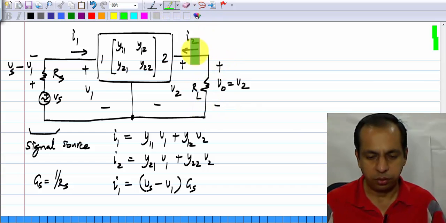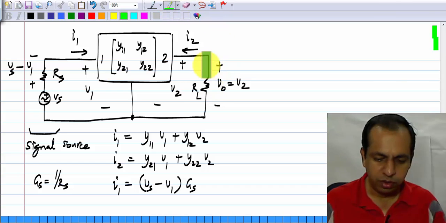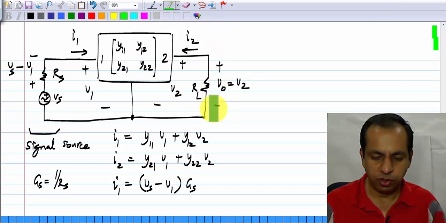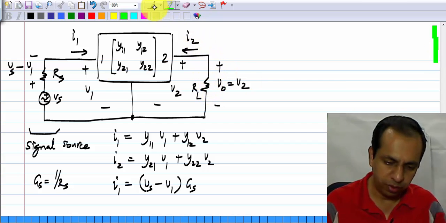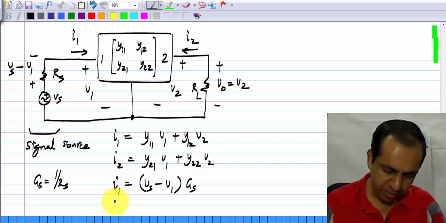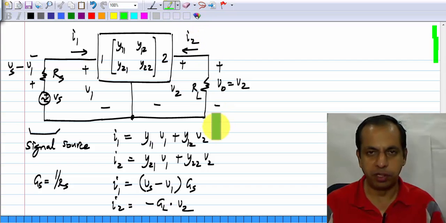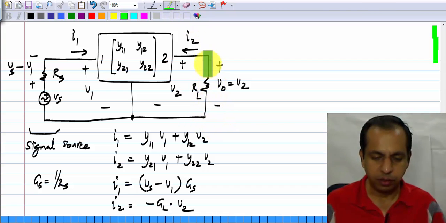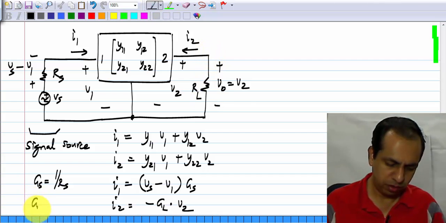And on this side, I2 is the current flowing in RL, but from bottom to top. Okay. So this imposes a constraint between its voltage, which is V2, and its current, which is I2. So what do we have? I2 will be equal to minus GL times V2. Okay. This comes about because I2 is flowing in the upward direction.